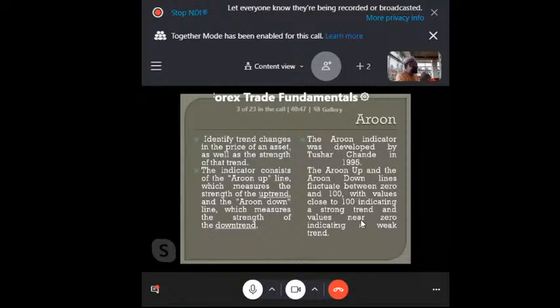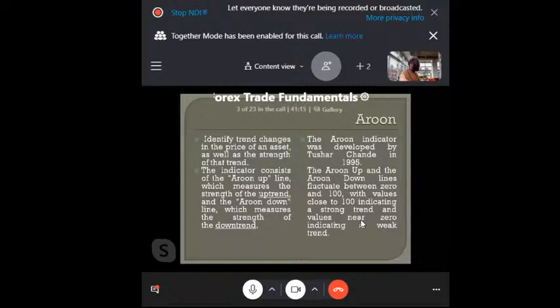If Aroon Up is going closer to 100, what is it telling you? That prices are going up. If Aroon Down is going closer to 100, it's telling you that prices are going down. And if Aroon Up is coming closer to 0, it's telling you prices are going down also. If Aroon Down is coming closer to 0, it's telling you price is going up. That's the basis of Aroon.